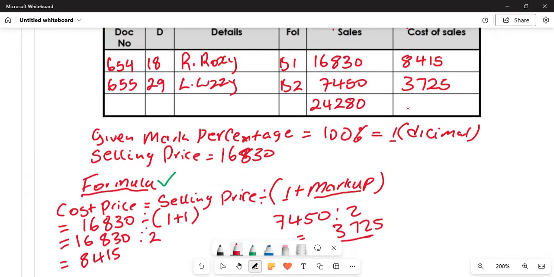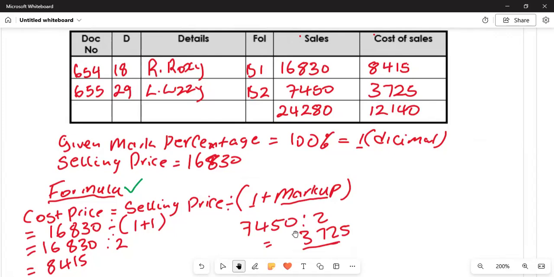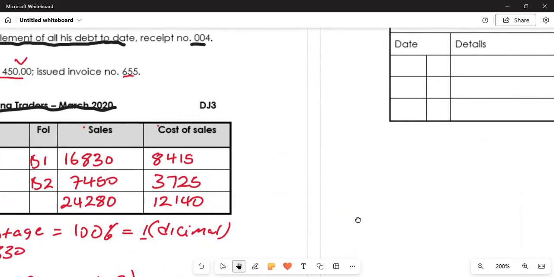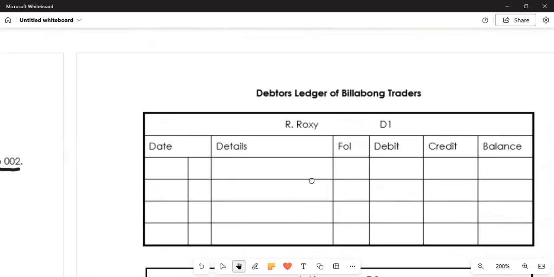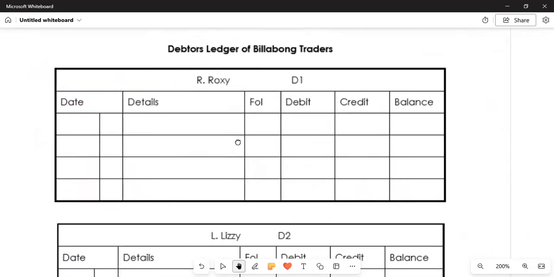24,280. Then when you add the cost of sales, you are going to get 12,140. So this is how you are to do the debtors journal. Hope we are together on that one. So now we are going to move on to the debtors ledger.